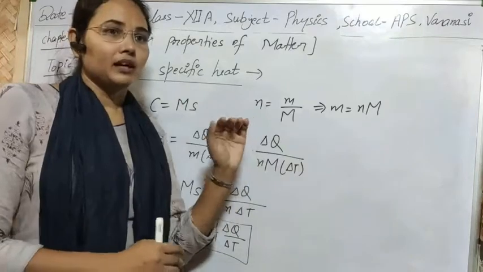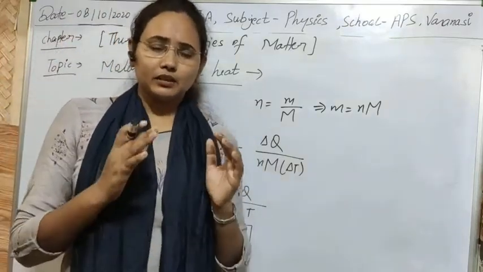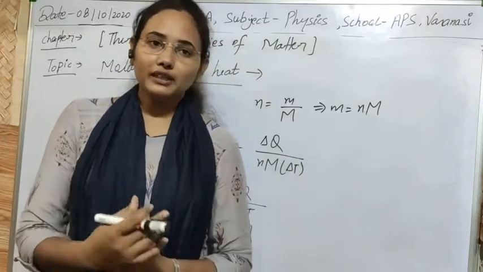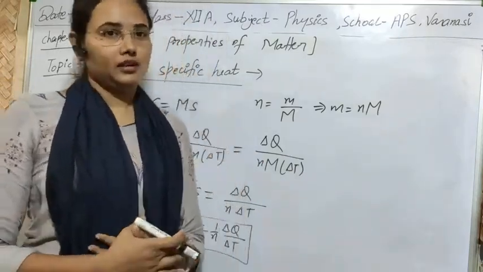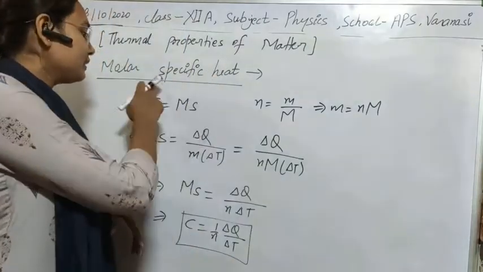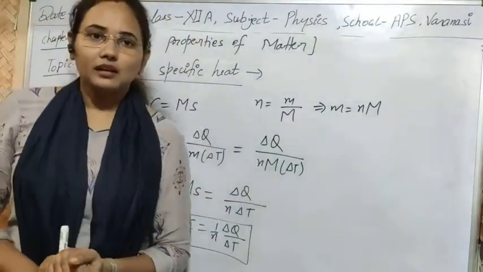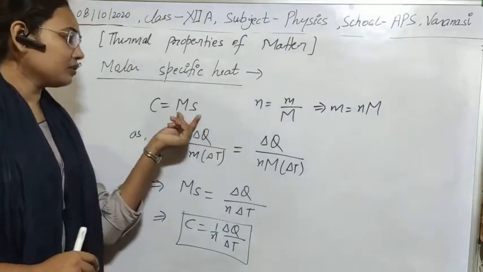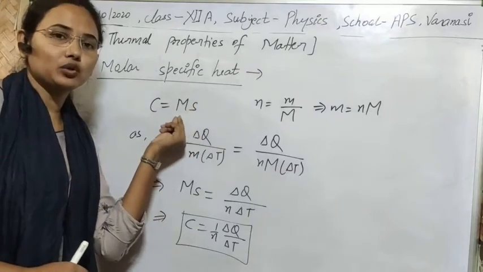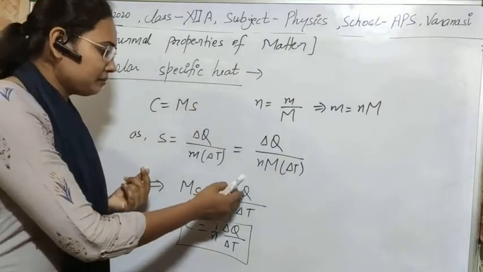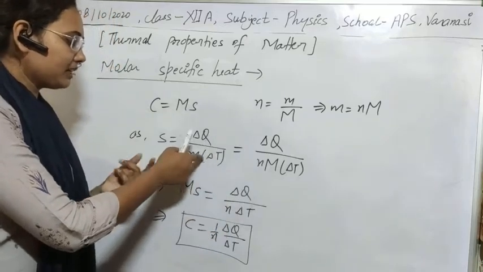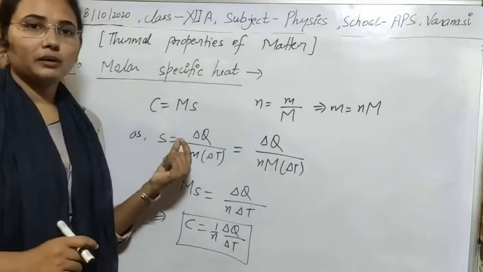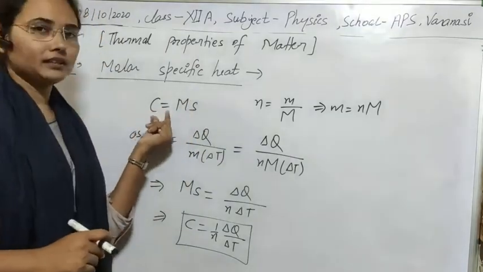The definition is the heat required to raise the temperature by 1 degree Celsius of 1 gram mole of any substance. This quantity is represented by capital C, and if M is the molar mass, then we can write C equal to M into S, specific heat into molar mass. As you know, this is specific heat, and if we multiply it by the molar mass M, then we get molar specific heat.